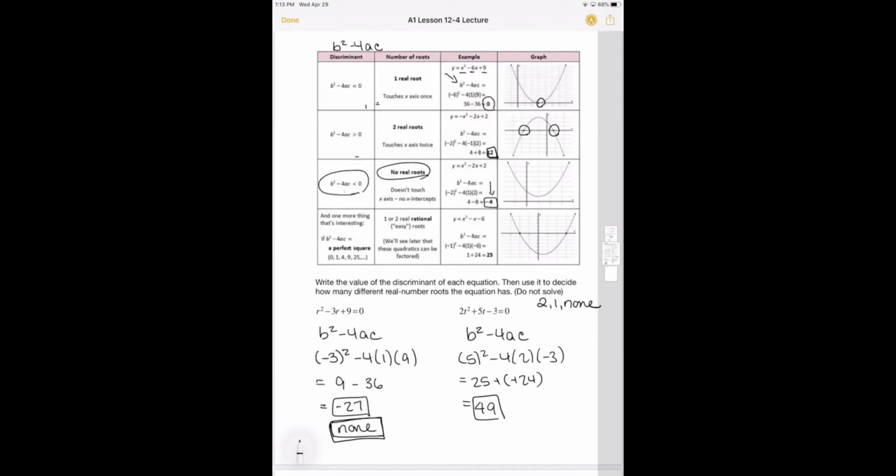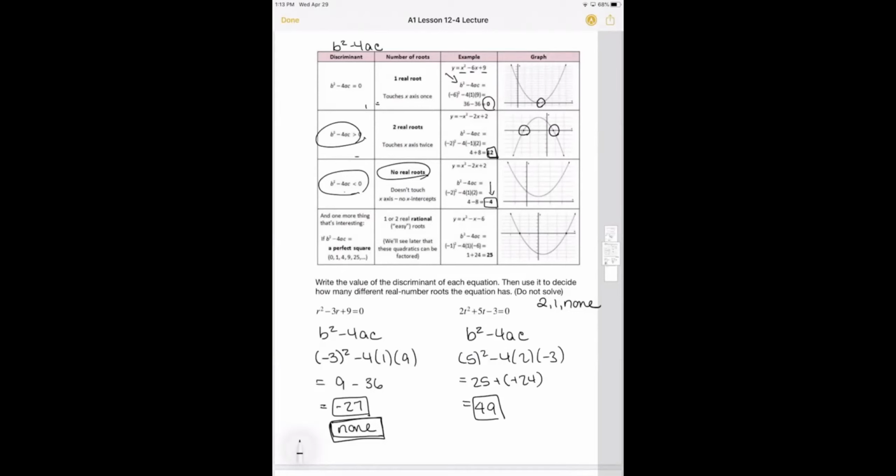Excuse me, 49. I have been talking all day. Whoa, 49. Okay, now that is my discriminant. I box that. Now, how many solutions are real solutions am I going to have? Well, it is positive.